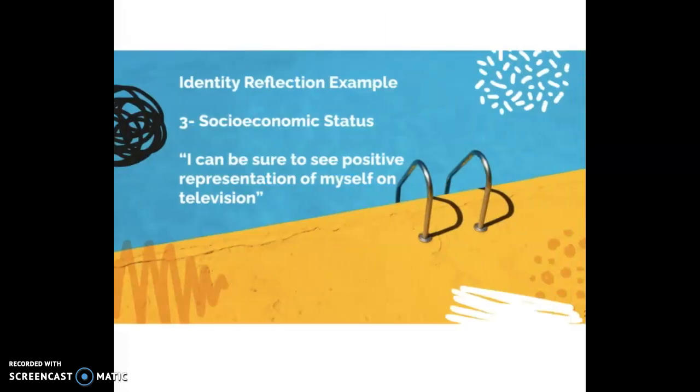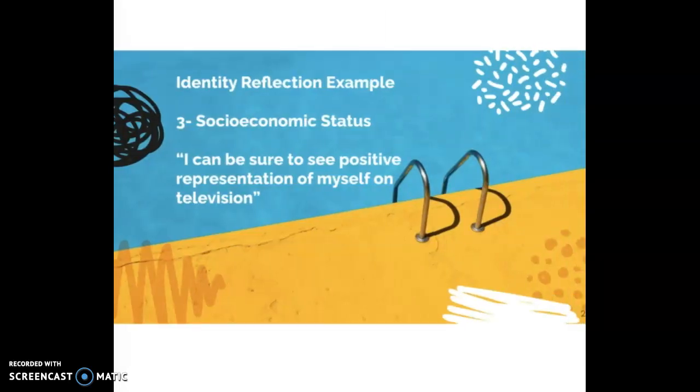So for example, here is what that looks like, an identity reflection example. Let's say I say 3, and for me, my 3 happens to be socioeconomic status. So what is my socioeconomic status? I think about it. Okay, I'm wealthy middle class. The statement is, I can be sure to see positive representation of myself on TV. So I think, as a wealthy middle class woman, am I positively represented on TV quite often? Yeah, I think so. For the most part, I'm seen positively. So I would keep my camera on. If I disagreed with this statement based on my identity, whatever that number was on my chart, I would turn my camera off. Any questions? Anything I can clarify?